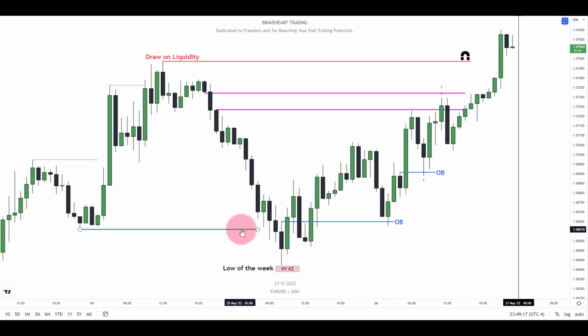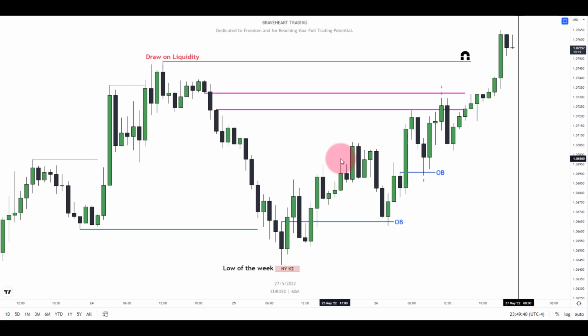So if we trade there on an important day, which we had here, I'd expect that to become the low of the week. We can also see that that's a high probability time of day for it to be the low of the week, since it's in New York.